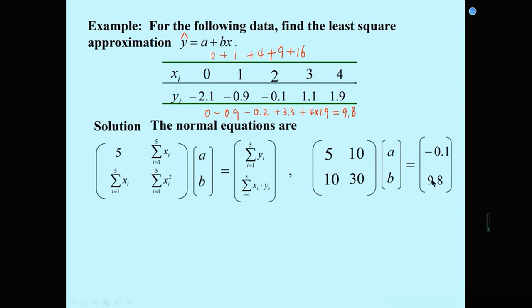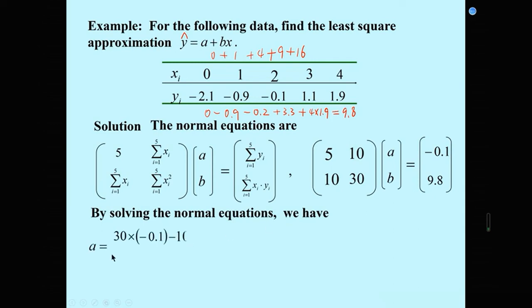Clear? Then we obtain the linear system, just a 2 by 2 matrix. So it is very easy to solve. Okay, to solve the normal equations, just the 2 by 2 linear system. Okay, now let me show you the result. A, okay, it is a ratio, right? The denominator is the determinant of the matrix. So 5 multiplied by 30 minus 10 multiplied by 10, so 10 squared. It's okay? This is the denominator, the determinant of matrix A. Okay, what is the numerator? Replace the first column by the right column.